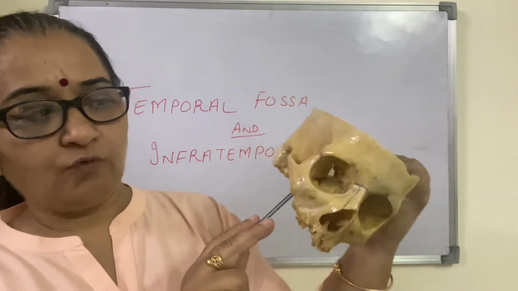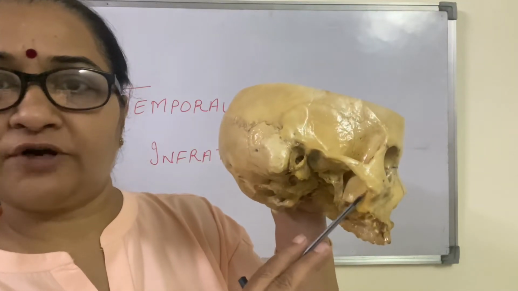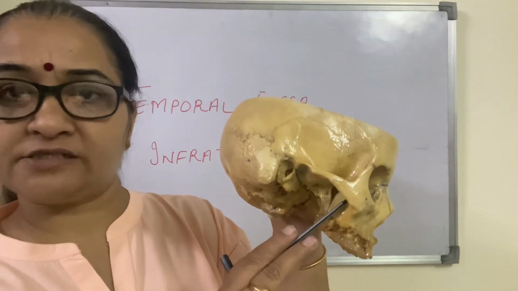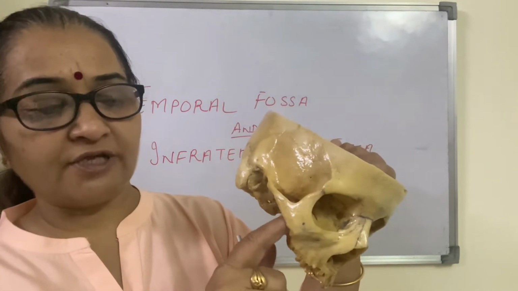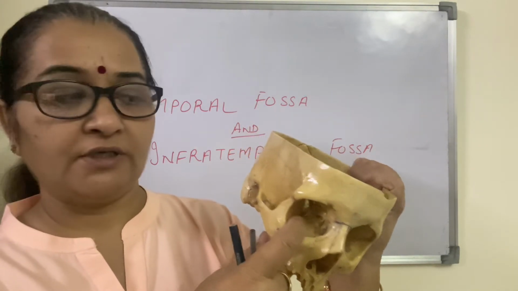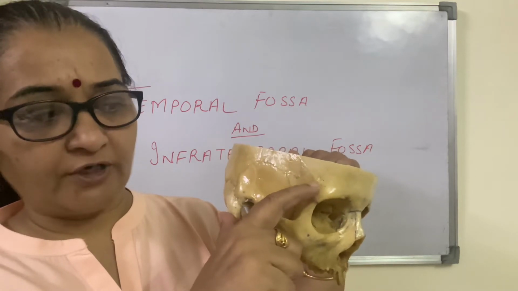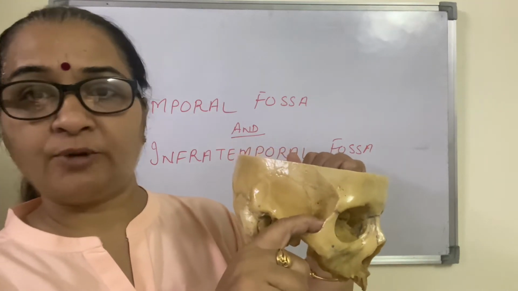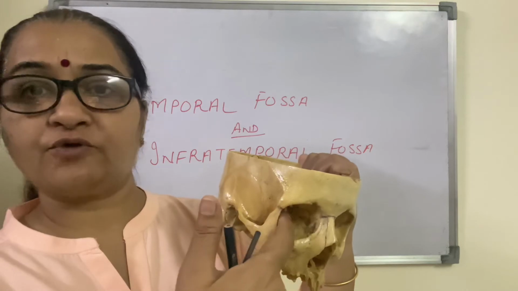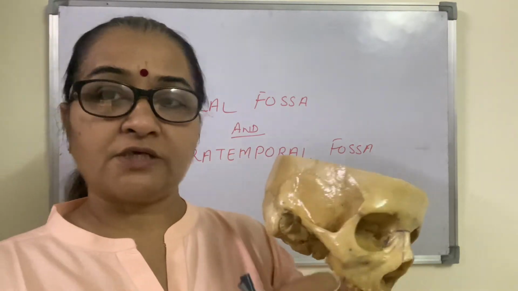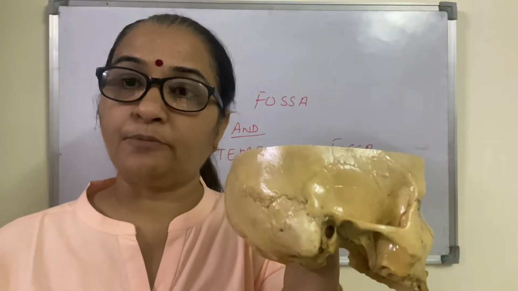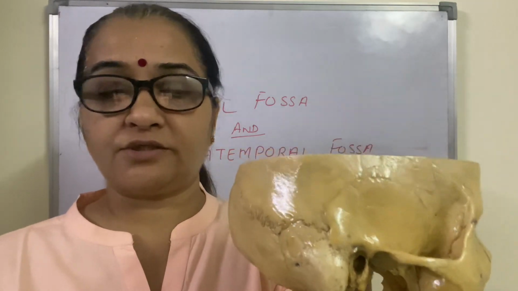And this anterior wall of the infratemporal region, that is the maxilla and the zygomatic bone, separates the infratemporal region from the orbit. And the same thing is with the temporal region, that is the frontal bone and the zygomatic bone separate the temporal region from the orbit. So these are the important structures which are present in the temporal and infratemporal region.